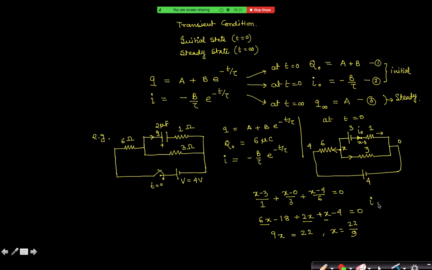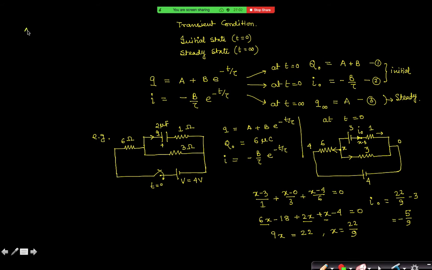Yes, sir. So current is equal to 22 by 9 minus 3. How much is it? Minus 5 by 9. So minus 5 by 9 is equal to b by tau. Is that equation correct? Yes, sir. And a plus b equal to 6, that equation is also correct.